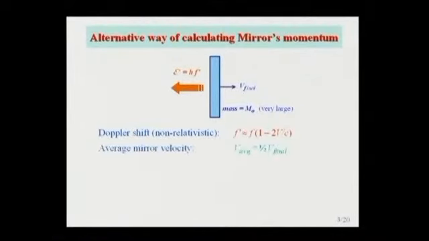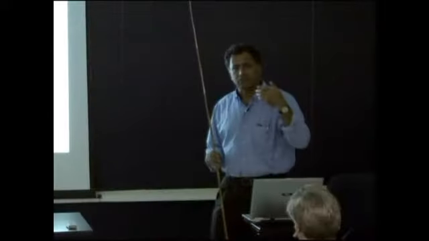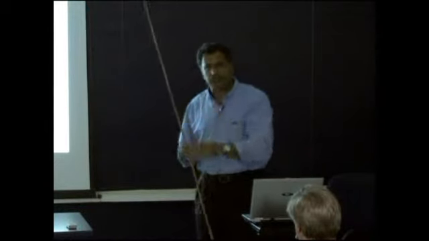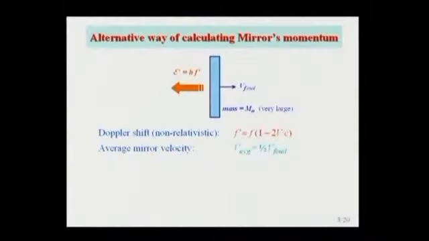But what's the effective velocity here? Remember, the mirror at first is stationary, but eventually it has this velocity. So the average velocity is 1/2 of the final velocity. Because the photons that hit the mirror at first, they see essentially zero velocity. But towards the end, the mirror has a velocity vf, and so the average velocity seen by the photons is 1/2 of the final velocity.